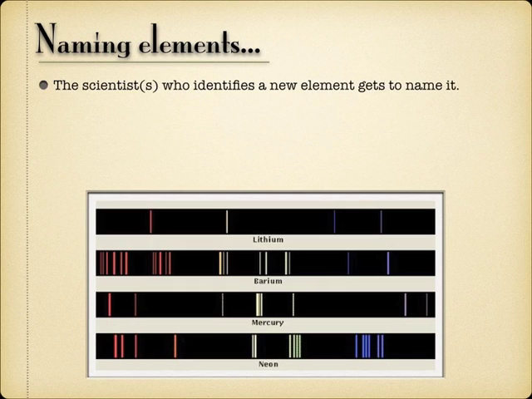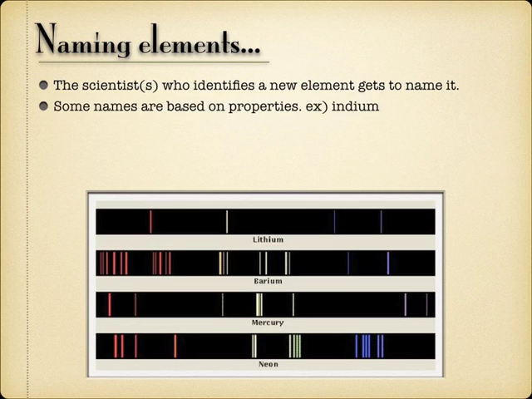Anyway, once an element got discovered and verified, modern times, you get it approved by the IUPAC, the International Union of Pure and Applied Chemistry. But a lot of the names were given in the early days based on properties. For example, indium gave off a blue color in the spectroscope, and so that comes from the color indigo and indium. I've got a good story about indium. Make sure you ask me if you ever run into me.